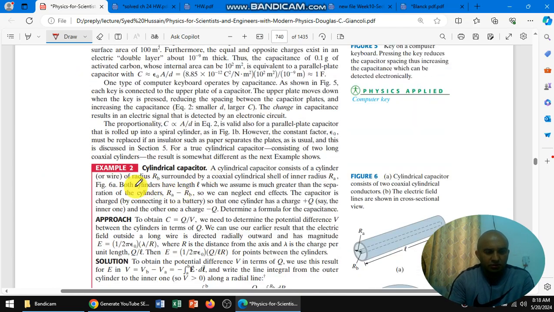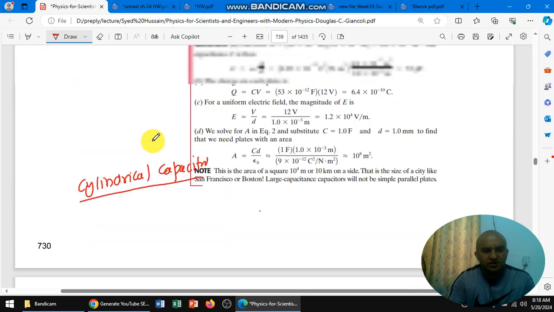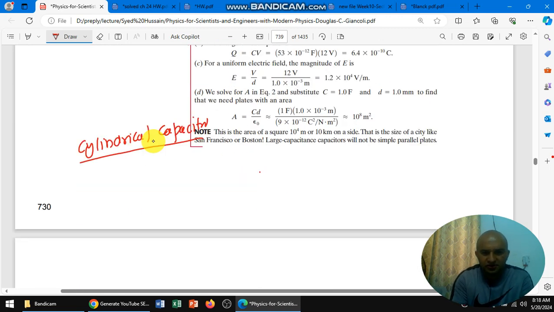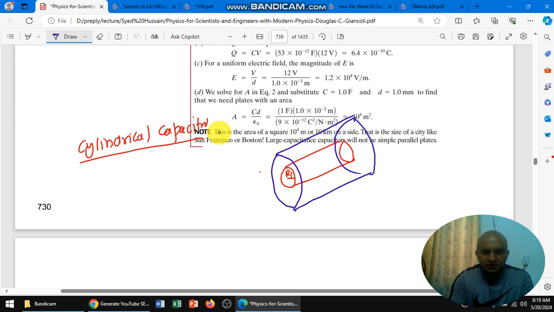Example 2. Before going to example 2, let me introduce what a cylindrical capacitor is. A cylindrical capacitor basically has two plates in the form of a cylinder. One is the inner cylinder, which has radius RA or R1, and the outer cylinder has radius RB or R2. So in cylindrical capacitors we have two plates that are separated by a distance d. There is a separation between the two plates, and the plates are in the form of a cylinder.